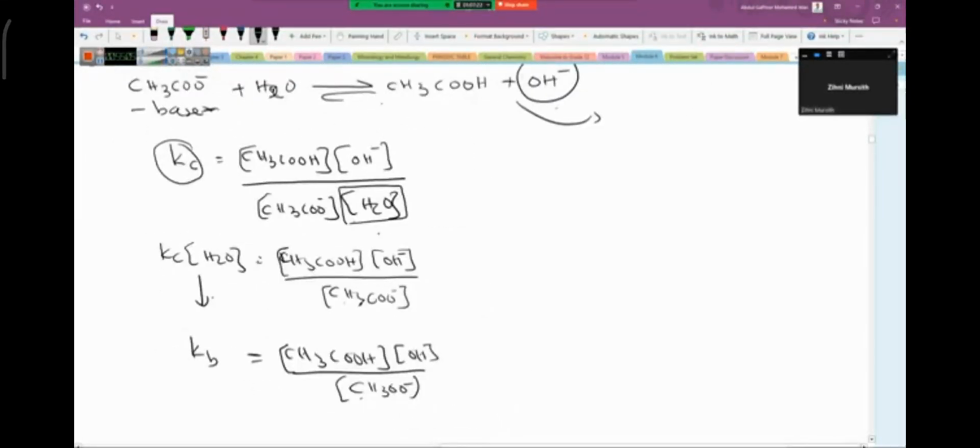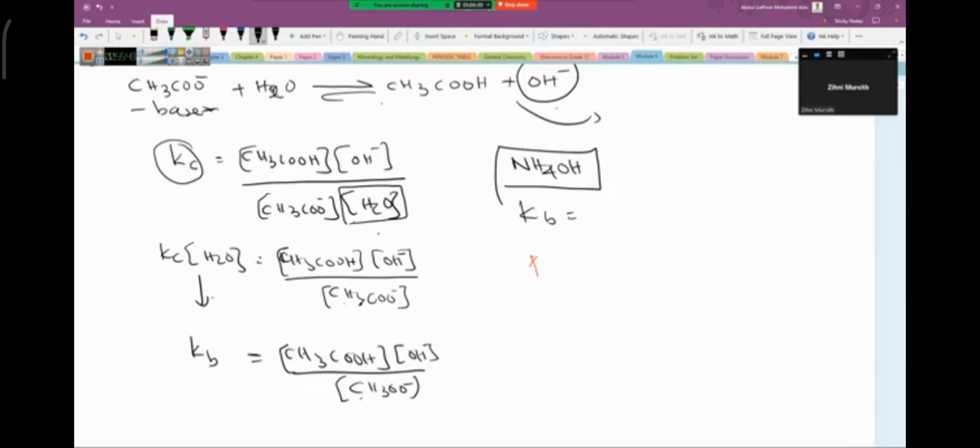So now can you mark this down and write the Kb expression for NH4OH? You don't need to derive. You can just directly write down the Kb value without getting it from the equilibrium constant. So Kb value can be directly written.